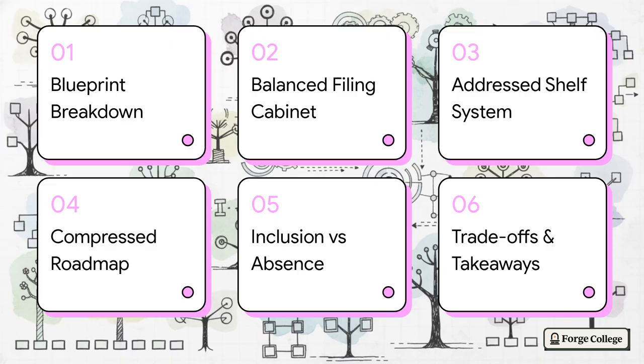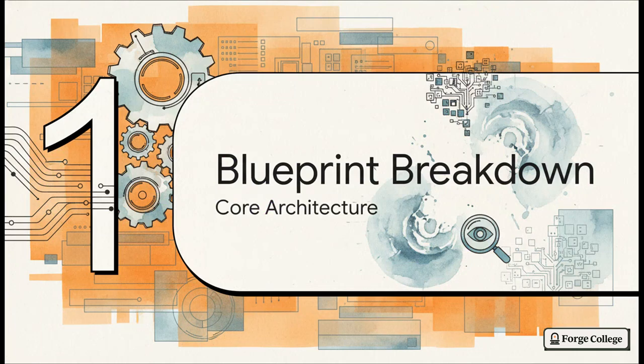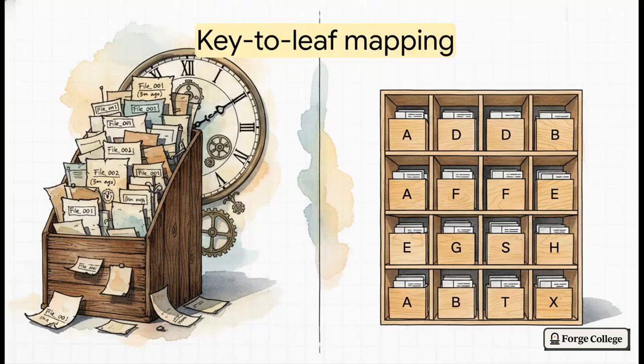Let's dive right in. Section 1, the blueprint breakdown, core architecture. To really grasp our core problem here, we have to understand that the way a variant encodes its keys and handles its empty space basically changes everything for the verifier on the other end. And this brings us to a massive, absolutely crucial rule.